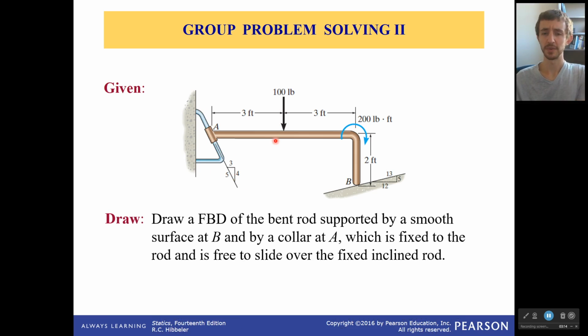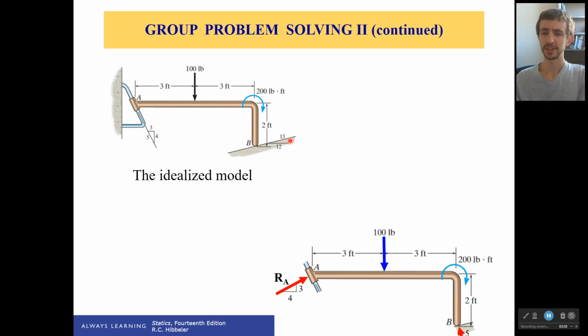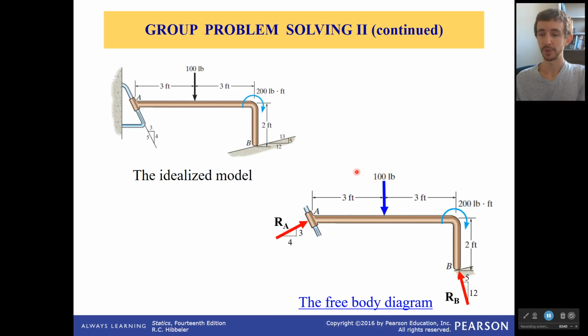It says, draw a free body diagram of the bent rod supported by a smooth surface at B and by a collar at A. Now, let's think about this. First off, the idealized model would look just like this. On our free body diagram, we would have to cut right here through that to show where the force is going to be that's holding it in place. We would also get rid of this ground and just replace it with a force. So let's look at that. And that's exactly what we do.